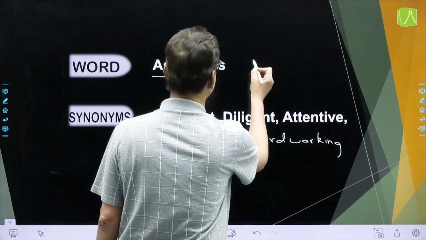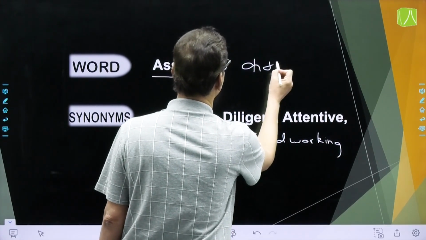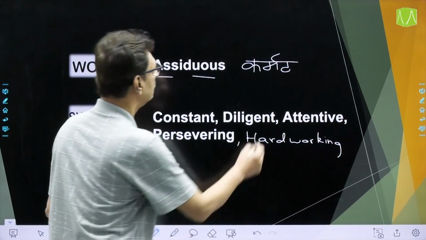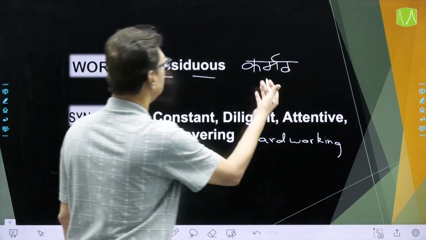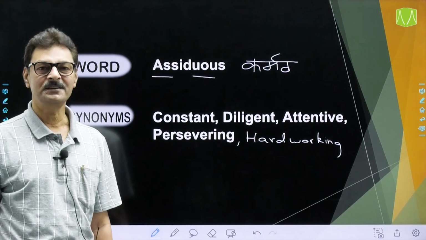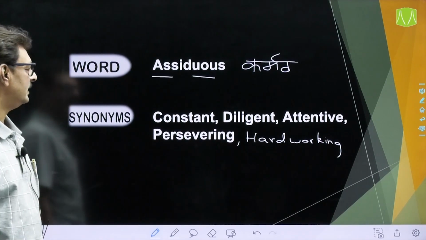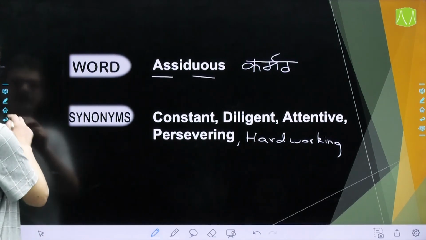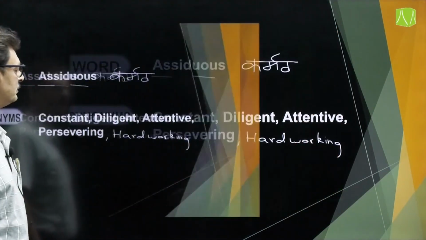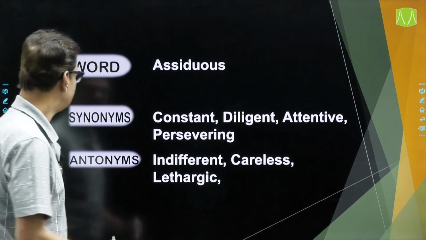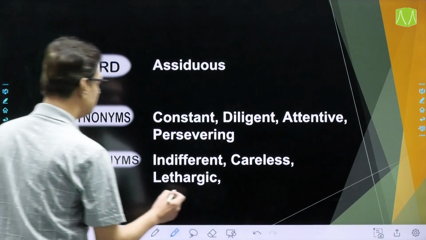And if you want the Hindi word, karmat. Karmat is the Hindi meaning for this word assiduous. And the synonyms: diligent, attentive, hardworking or persevering. And the antonyms for these words: indifferent, careless, lethargic. और भी सब ले सकते हैं.